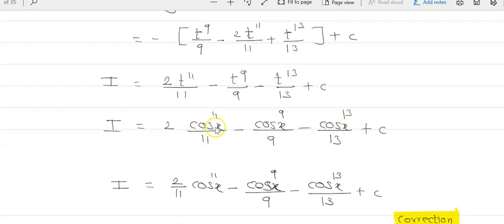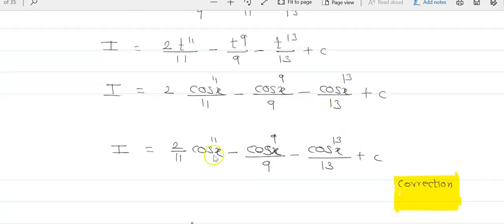What is the value of t? t is cos x. Therefore, 2 cos of x raised to 11 upon 11 minus cos of x raised to 9 upon 9 minus cos of x raised to 13 upon 13 plus c, and this is my answer. Again I say that if you agree, then write down this answer. Otherwise, follow the answer from the textbook.